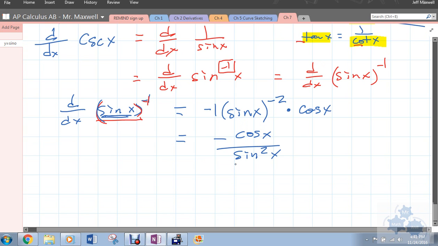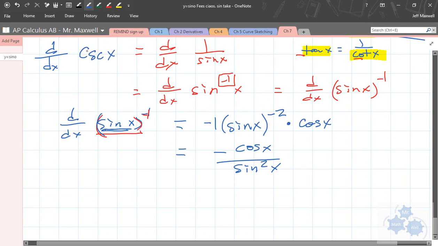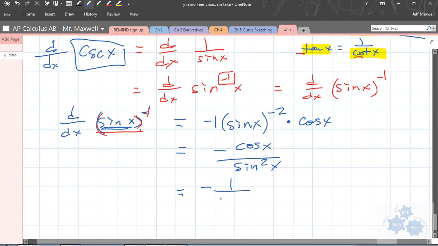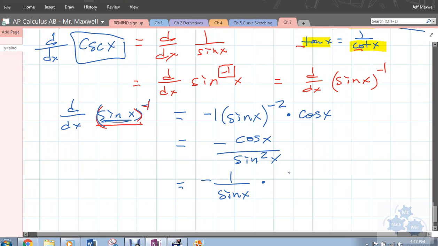So, could we leave it like this? Yeah, but if we're talking about finding a derivative of cosecant, we don't want to mess around with quotients and negative exponents. So let me show you how we're going to get to a simpler version of this. This is actually the same as negative, there's the negative, we've got two sines down here, so let's split them up: 1 over sine x times cos over sine x.